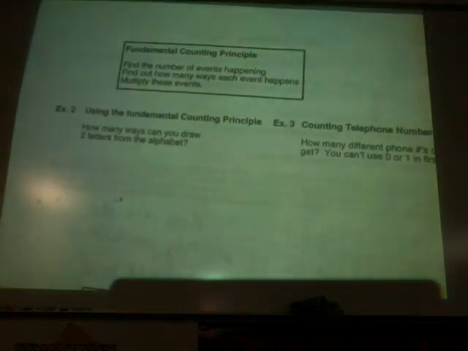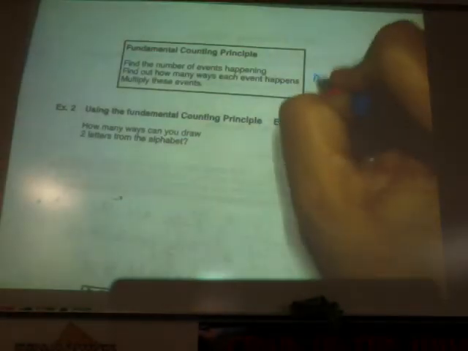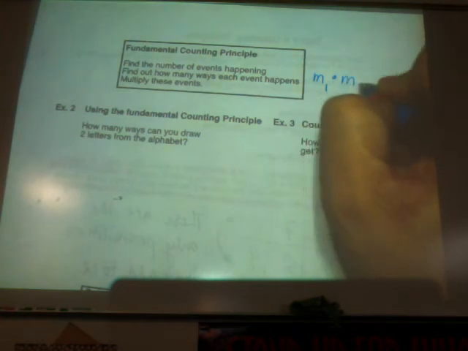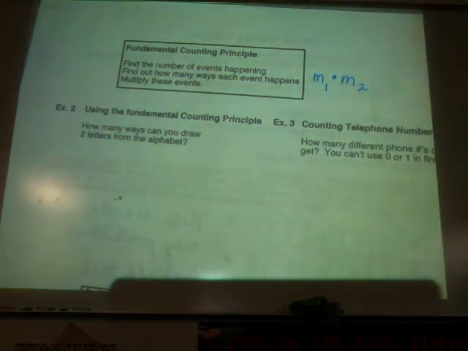So we have on here the fundamental counting principle, which says find the number of events happening and then find out how many ways each event happens and multiply those events together. So you could have 100 events occurring. You'd have to multiply 100 things together. So M would be the probability of event 1 occurring. You're going to multiply to that the probability of event 2 occurring.